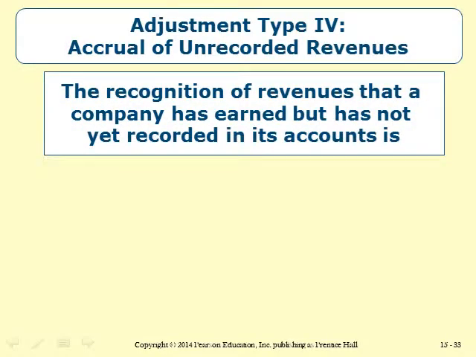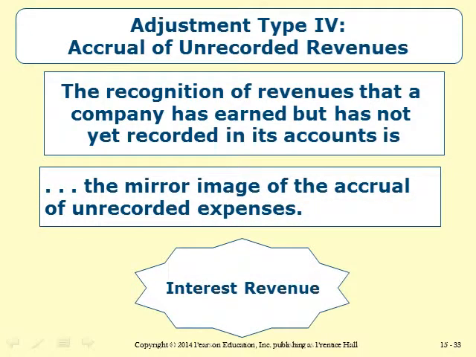And so then our final type of adjustment is this accrual of unrecorded revenues. So this represents revenue that the company has earned but has not recorded on its account, right? It's the mirror image of the accrual of unrecorded expenses, right? So we have incurred costs, we've provided services, we've met clients' expectations or provided products, and title has passed, but we haven't been able to invoice the client yet for them.